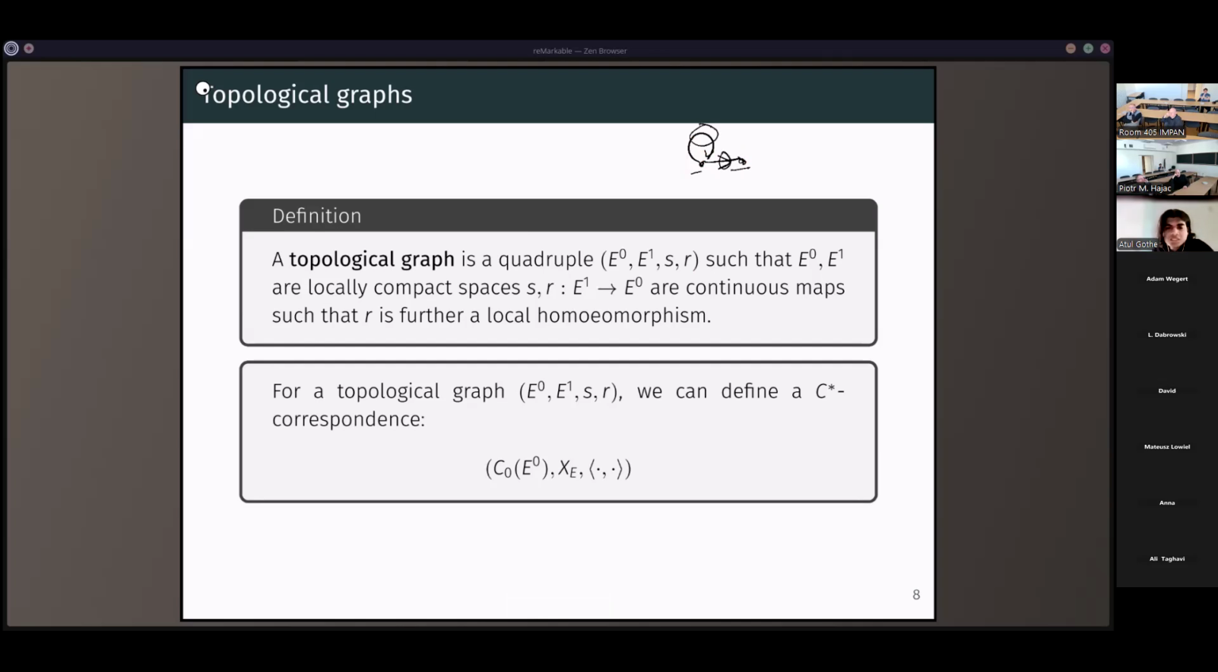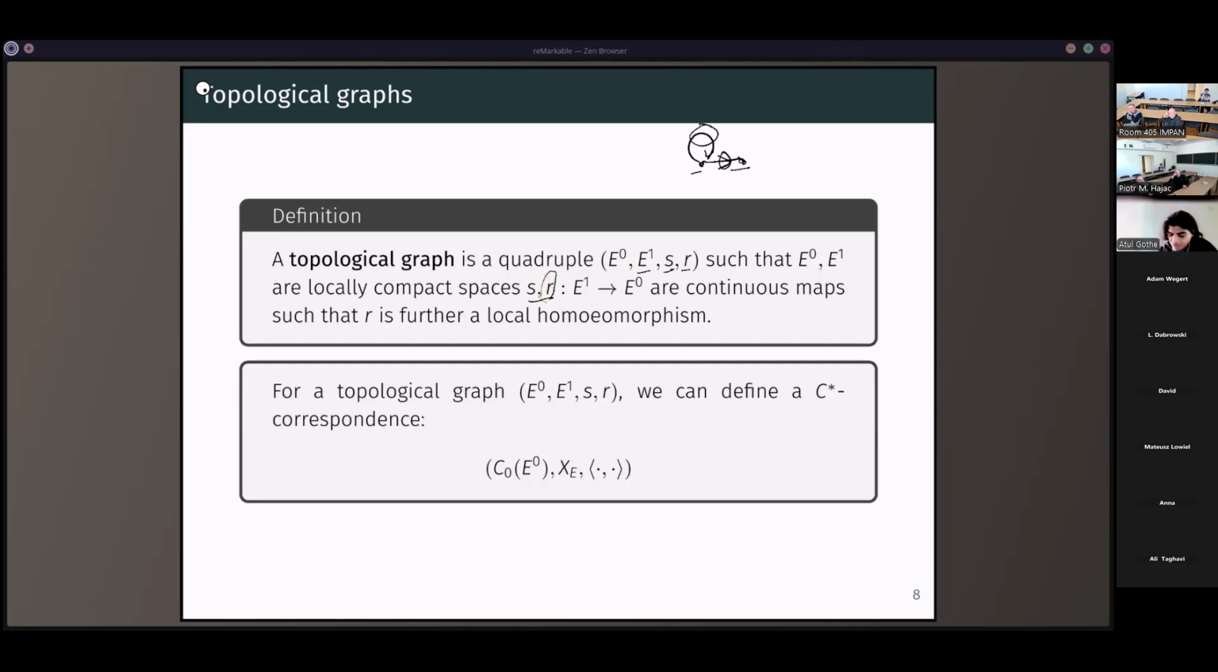It generalizes this notion of a directed graph such that we have a quadruple: E0, E1, the source map, and the range map, such that E0 and E1 are locally compact spaces. And here by locally compact, I mean locally compact Hausdorff. All the topological spaces which we'll consider will be Hausdorff. So locally compact means locally compact and Hausdorff spaces, such that the source and range maps are of course continuous, but we further require that the range map is a local homeomorphism.